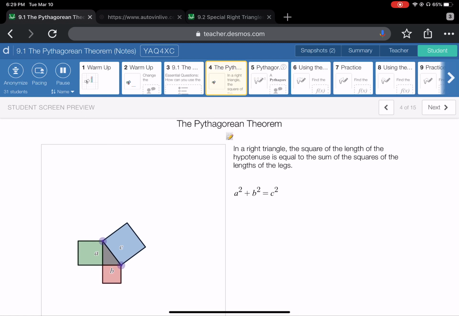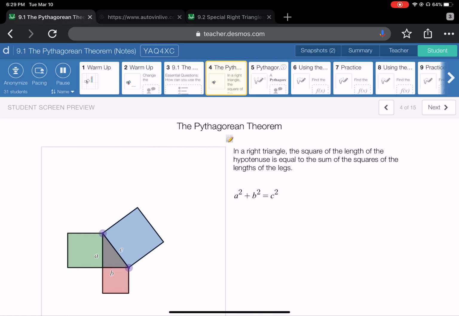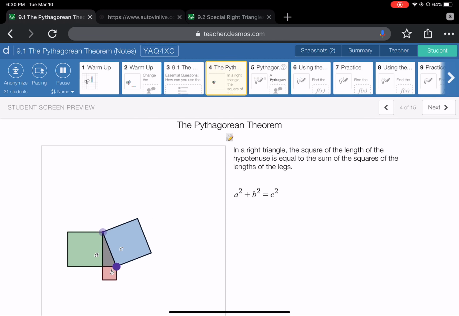Okay, so what we have here is a sample of what the Pythagorean theorem is. In a right triangle, the square of the length of the hypotenuse is equal to the sum of the squares of the lengths of the legs. Basically, we have this side A of the triangle. If we take that to the power of 2 and add that to the side B, the bottom part here, and we square that as well, both of those areas will equal the larger area of the side C. And this is the Pythagorean theorem.